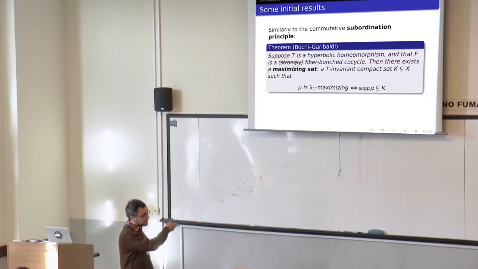But then, as this paper was completed and I sent it to a few people, Clark Butler realized that he can improve a technical part of the proof and remove this strong bunching condition. So, using the suggestion by Clark Butler, we can remove this, but this is not written yet.